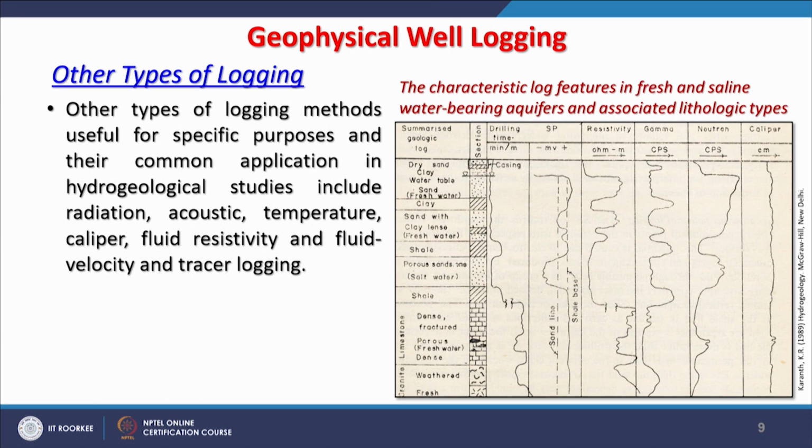Now, other types of logging. So far we have seen resistivity logging, electric logging, hydrogeological logging, and now SP logging. Other types of logging are there, and some examples like gamma, neutron and caliper are also seen here. So now we will include these in our discussion. These are other logging methods useful for very specific purposes. Not all types of logging are required to be done, and their common applications in hydrogeological studies include radiation, acoustic, temperature, caliper, fluid resistivity, fluid velocity and tracer logging.